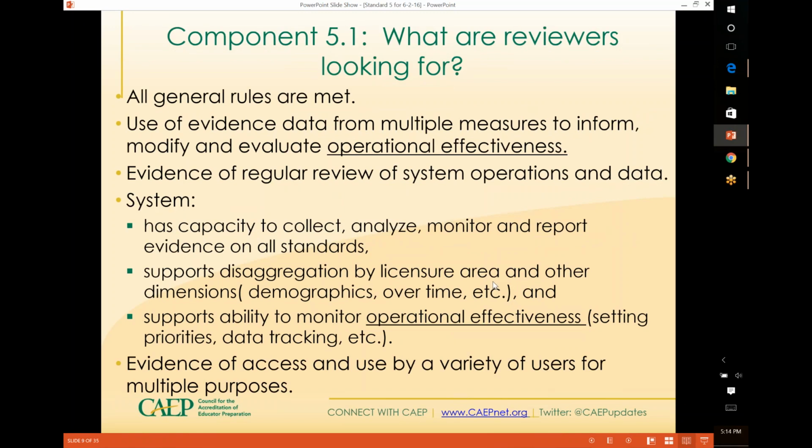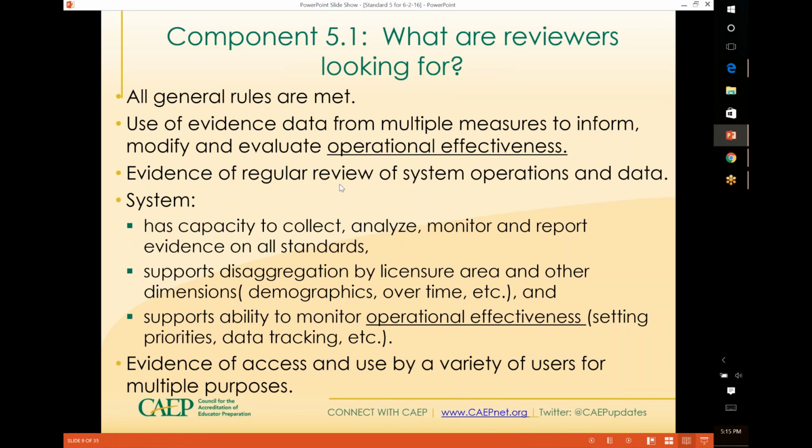So let's look at what the reviewers are going to be looking for. Well, they're going to be looking for evidence that you've got multiple measures in there and that you can evaluate your operational effectiveness. As I said earlier, operational effectiveness in a grand sense is often overlooked in favor of candidate performance, and so that's why I've underlined it here, is simply to bring that to the forefront of your thinking.